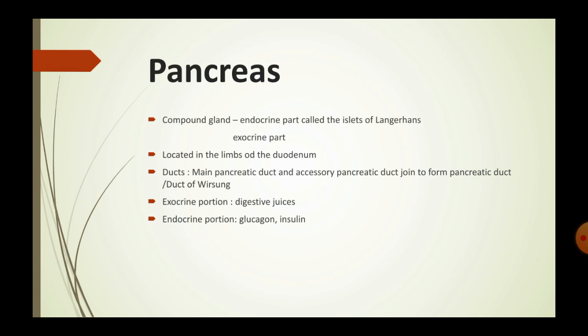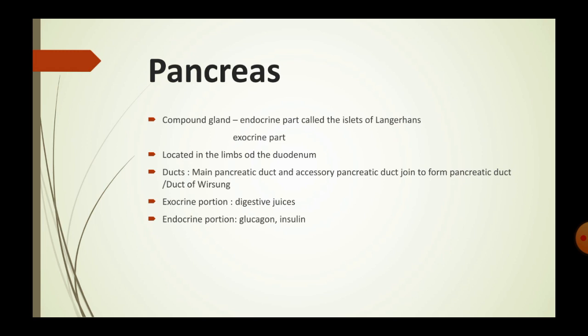Next is the pancreas. The pancreas is a compound gland, that is, it contains both exocrine and endocrine parts. The endocrine part is also known as the islets of Langerhans. It contains many types of cells such as alpha cells, beta cells, delta cells and gamma cells, which secrete respective hormones. The hormones are glucagon, insulin, somatostatin, etc. The exocrine part is responsible for the secretion of the digestive juices or the pancreatic juice that helps in the process of digestion. The pancreas is located in the curve of the duodenum.